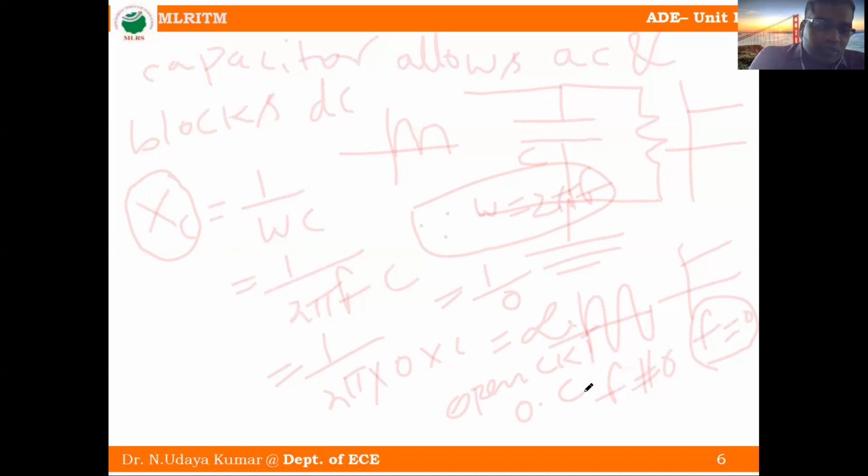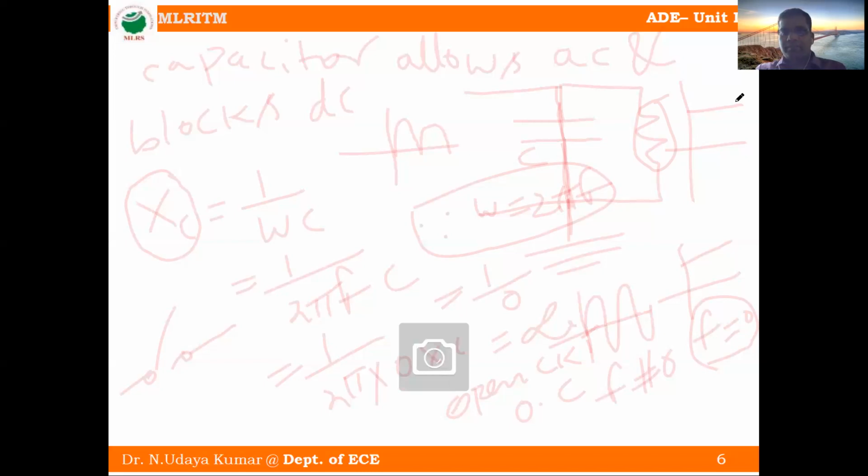What is the open circuit symbol? The open circuit symbol is like this. It is open, so there is no connection. If frequency is equal to 0, the capacitor is open. So for a DC signal, the capacitor is open, so there is no signal. It allows only AC signal. AC signals come this way and reach ground, so the AC signal is grounded. Finally, at the output side we will get only the DC signal.